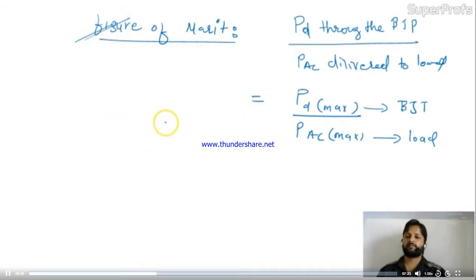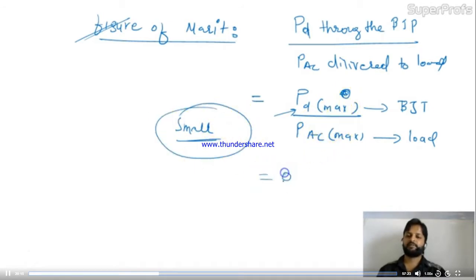Now tell me one thing. For good conversion, what should the figure of merit be? Should it be small or high? It should be very small. Why? The power consumption by the BJT should be minimum or not? Yes, it should be minimum. And if it is minimum, this entire thing becomes 0 or very low. Okay friends, so these two terms are very important, figure of merit and the efficiency.